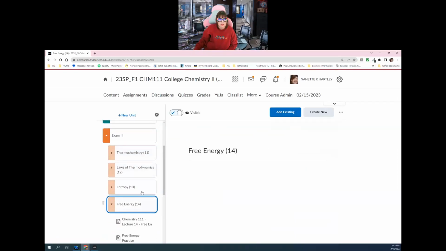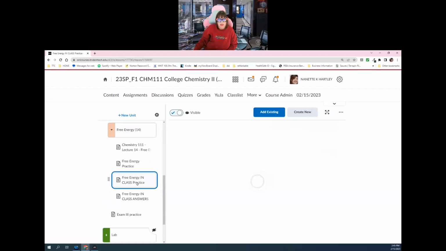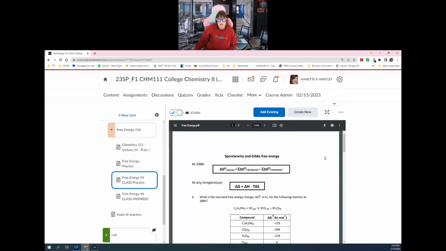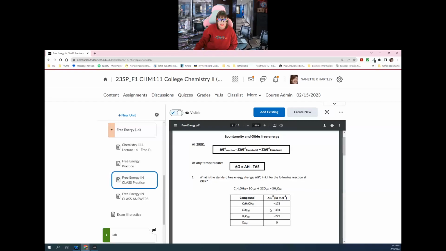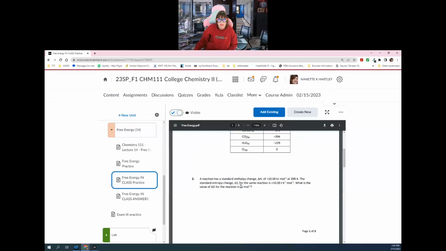Example 3, free energy. This is the in-class practice. So again, we're looking to calculate the standard free energy change, delta G, for the following reaction. And I have delta G values for those. So that's delta G equal to the sum of the products minus the sum of the reactants. Okay. Reaction has a standard enthalpy change of delta H, 10 kilojoules per mole at 298.